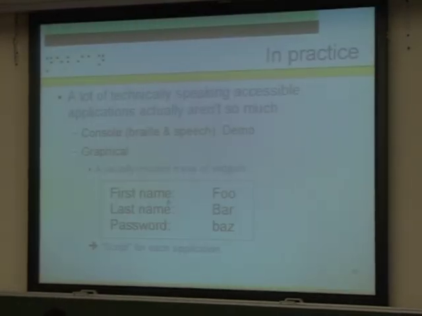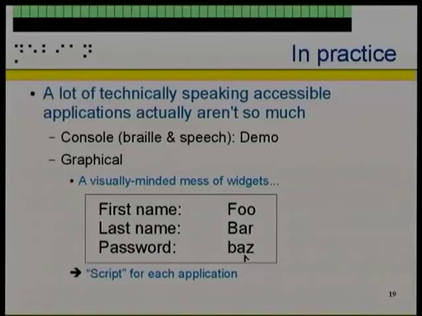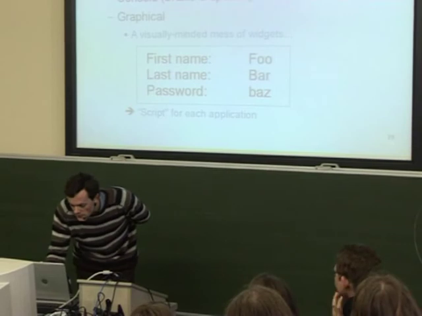Yeah, that's it. So here you have a dialog box with labels and fields. What often happens is that you first put the labels and then the fields, and then in the screen reader program you first see the labels and then the fields, and you don't know which field corresponds to which label. And it's just a stupid thing like this.